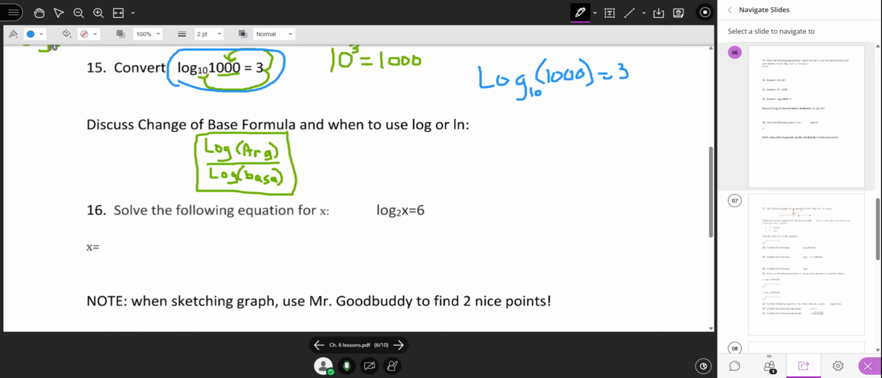So, solve. So 2 to the 6 equals x. 2 to the 6. And we can just go ahead and put that into the calculator or Desmos, either one. 2 shift 6, 6, and that gives us 64.